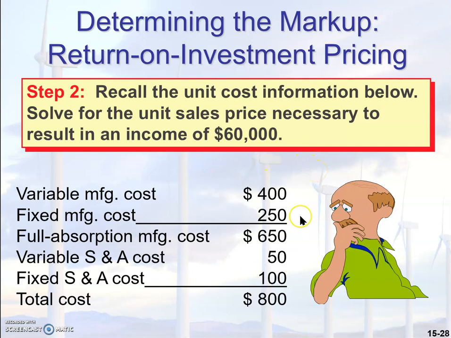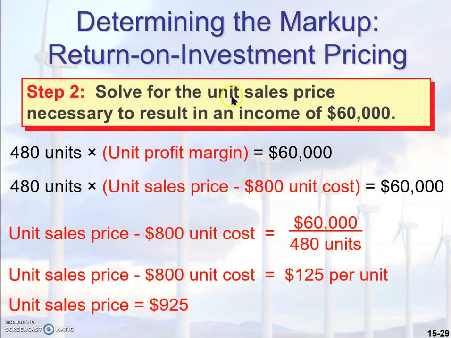Yeah, with this data. So how we solve it, we know that 480 units multiplied with the unit profit margin, we get to the 60,000. The unit profit margin is actually unit sales price minus total cost. You get to the $60,000.